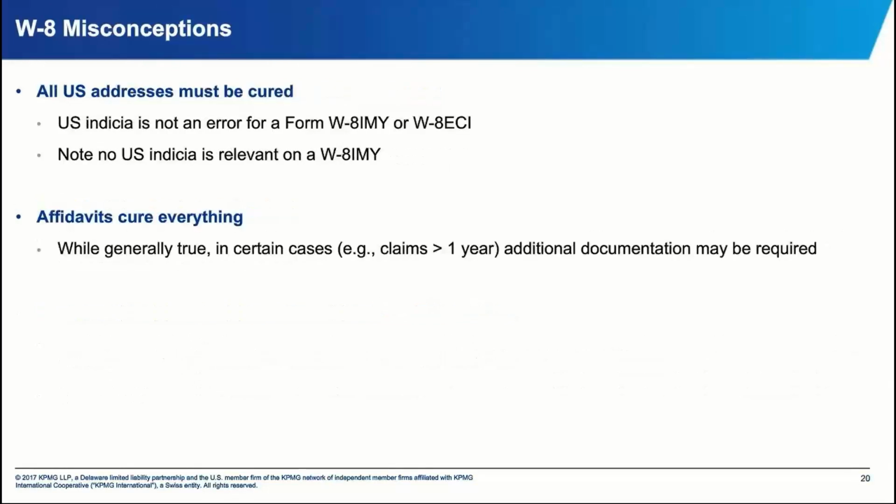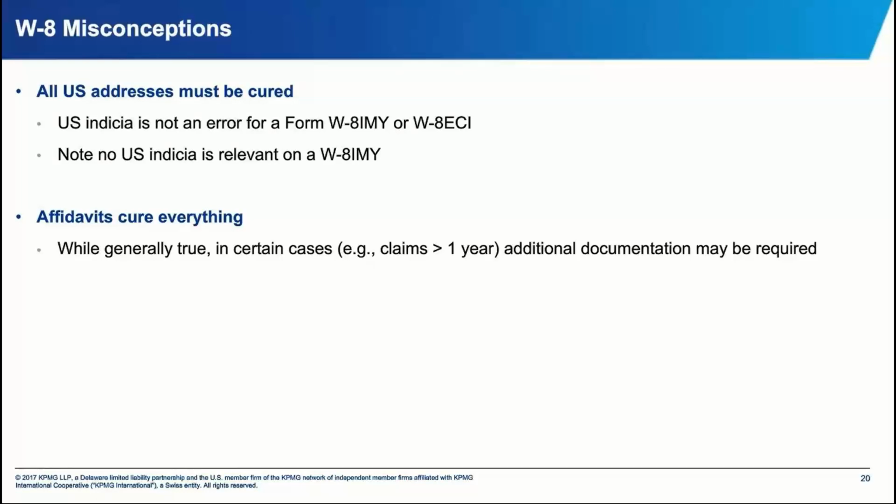Just a couple more misconceptions. One is that U.S. addresses must always be cured. So again, your job as the withholding agent is you validate the form, but then you have to make sure that there's nothing inconsistent in your files. So if there's a U.S. address normally on the form or in your account files, you would have to get additional documentation to cure that U.S. address. That being said, it's only for beneficial owner withholding certificates.